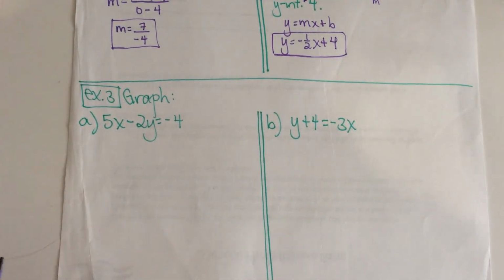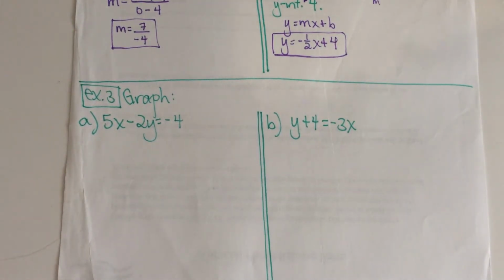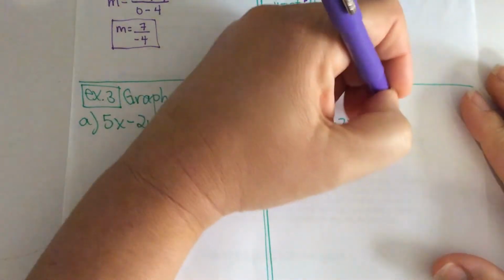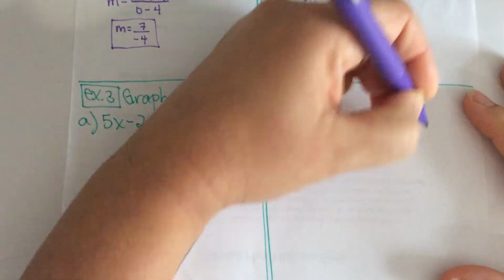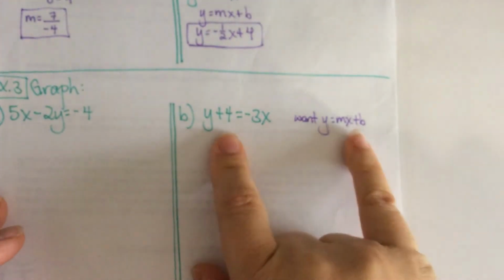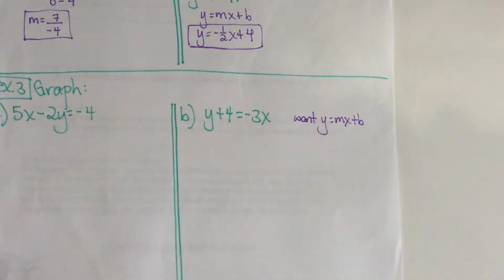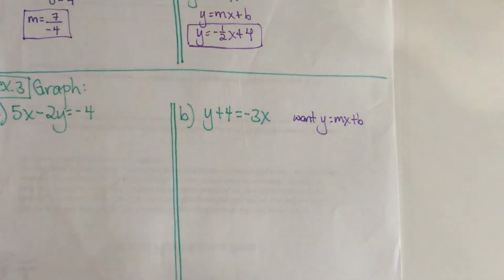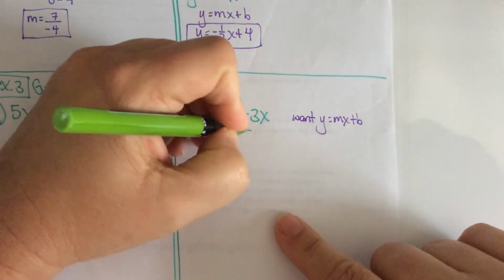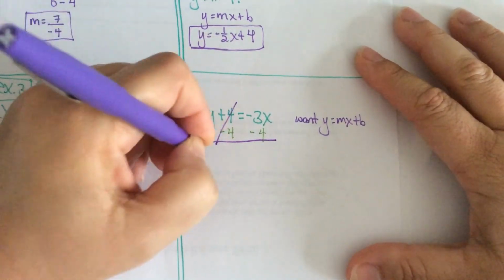Again, let's start with B. I'm not sure why I keep doing this, but let's start with B. B is a little bit easier. So in order to graph, we need to get it into slope-intercept form. So we want slope-intercept form. So I need to get the y by itself to make it look like this, right? So how do I get the y by itself? Okay, so hopefully you said subtract 4 from both sides. And this is going to go away.